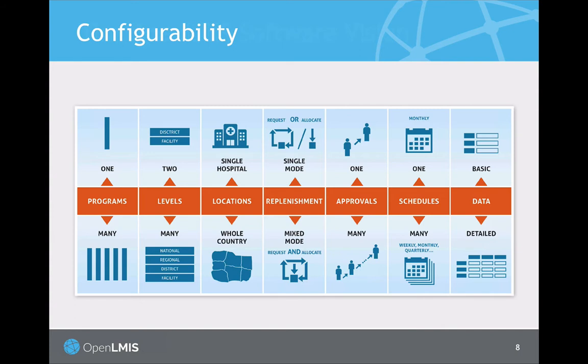For example, program. A country can run essential meds and immunizations without an issue. Each program will have different product lists, approvals, schedules, and locations. Level. Does the country have 3, 4, or 5 different hierarchies? No problem. Locations. Do you want OpenLMIS to support just one district, or maybe some districts and states, or the whole health system? No issue.